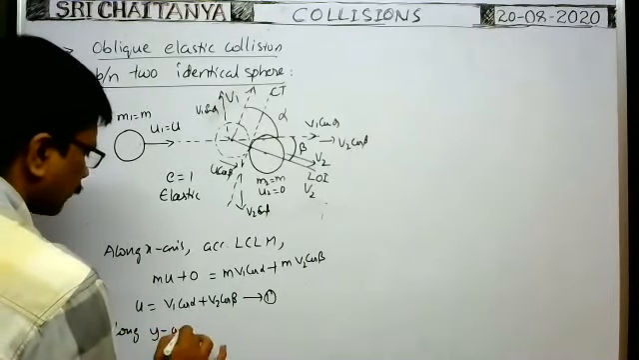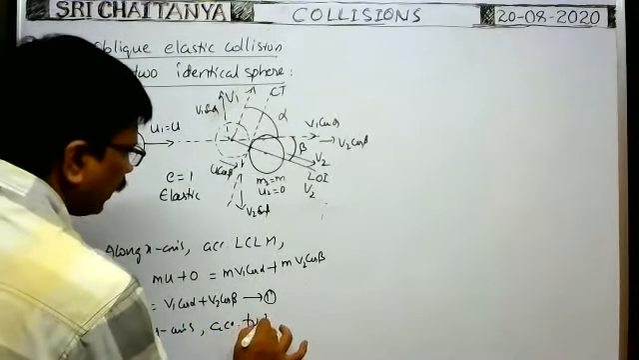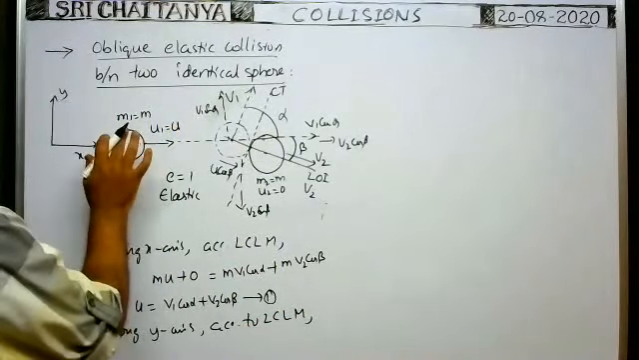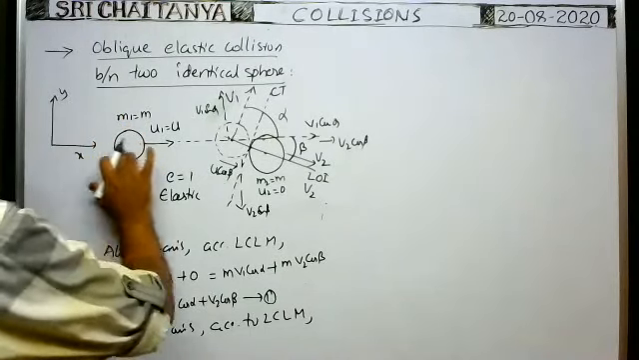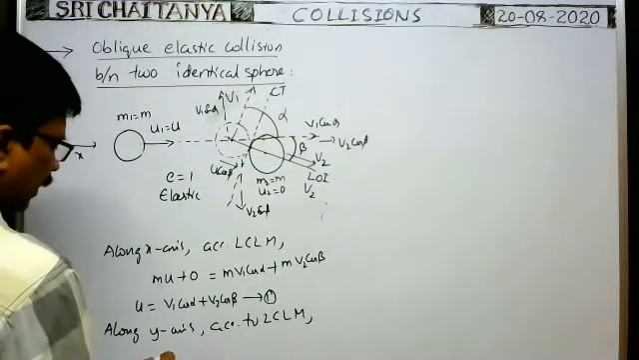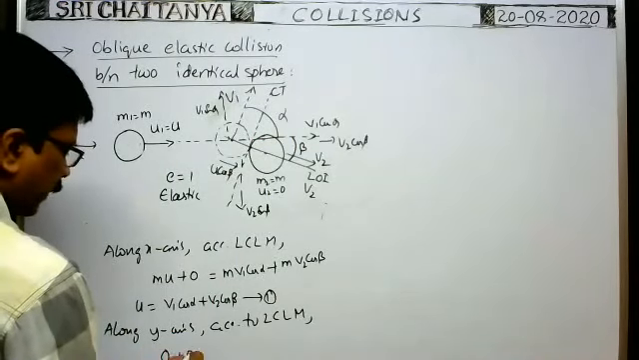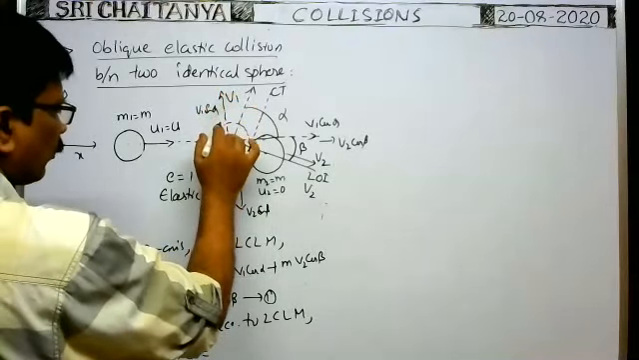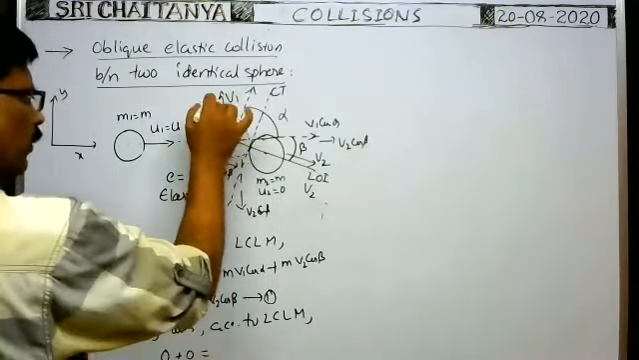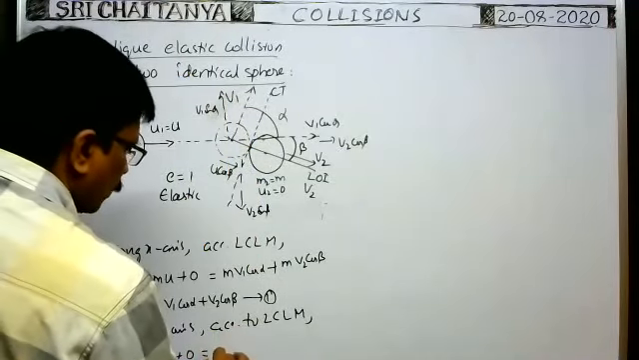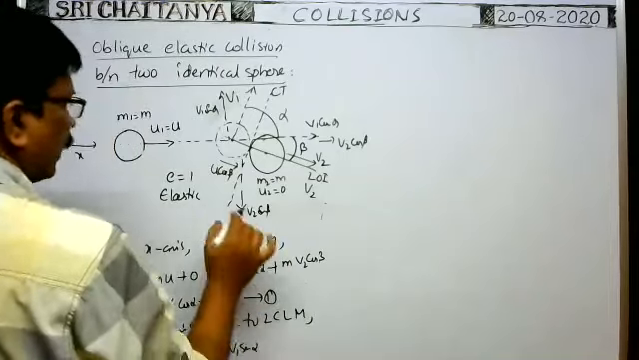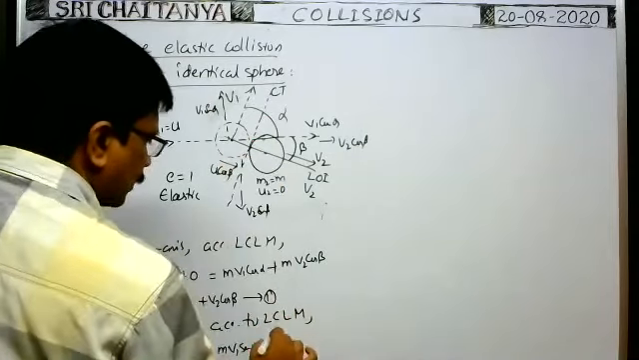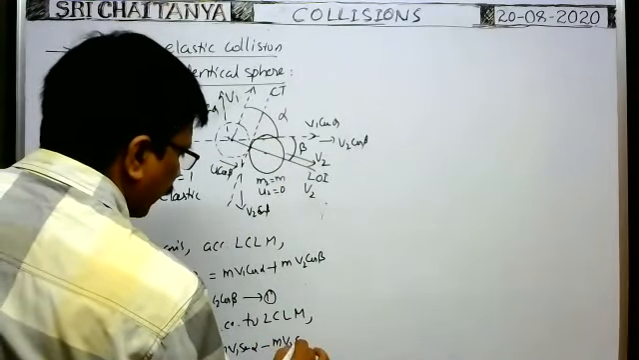Similarly, along the y-axis, according to the law of conservation of linear momentum: before collision, as the first sphere travels along the horizontal direction, no momentum is there for the first sphere along the y-axis, even for the second sphere. After collision, the momentum of the first sphere along the y-axis is mass m into v1 sin alpha, along the positive y direction. So m v1 sin alpha plus the momentum of the second sphere after collision, which is downwards, so you write minus, along the negative axis, mass m into velocity component v2 sin beta.